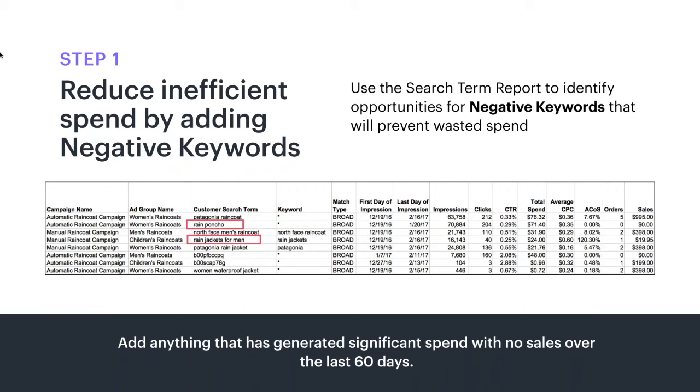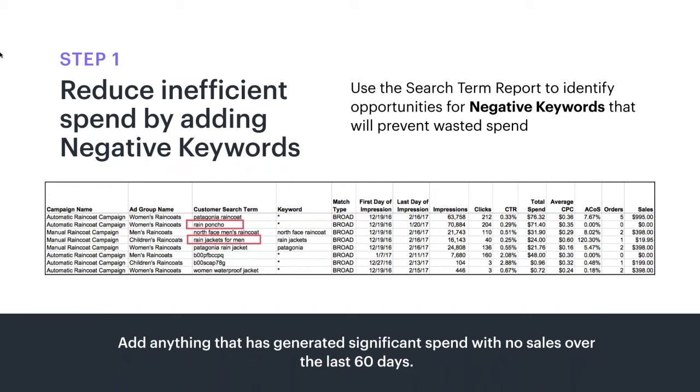So you would add that customer search term as a negative keyword for that ad group. And Joe, just a quick point: what about those sellers that are very passionate about their search terms and want to continue getting impressions for something like rain poncho? Is it worth it?